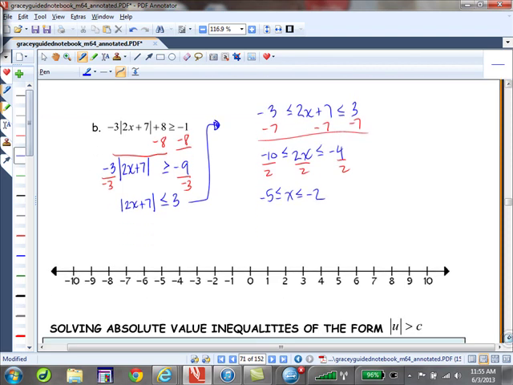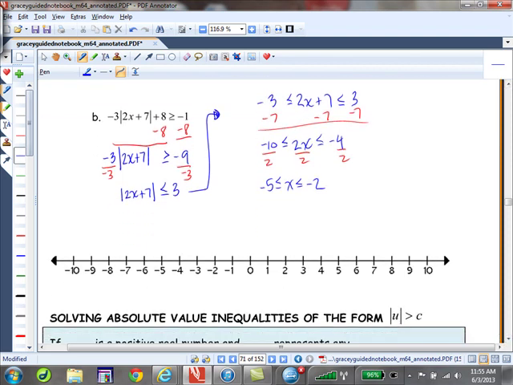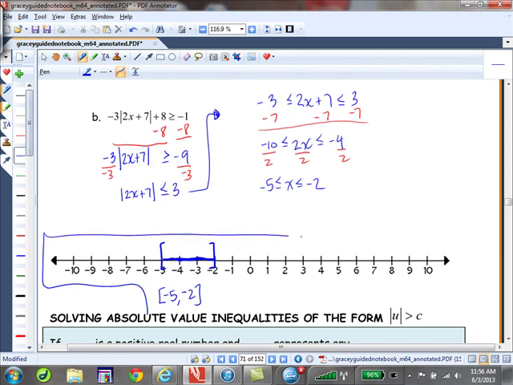So when you are including your endpoints, like we are here, we will have a square bracket, and we include all the numbers in between. And then the interval notation looks just the same. So these are the answers for this problem.